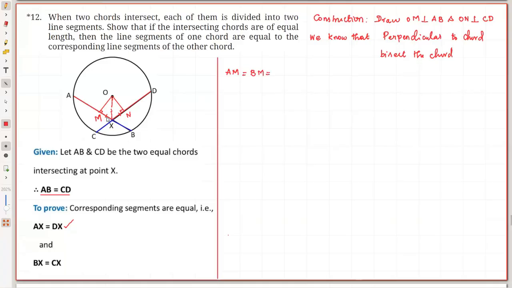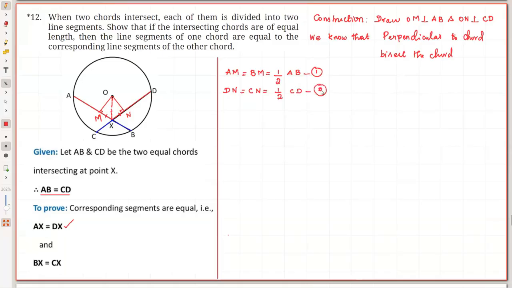In the same way, AM is half of AB. AM is equal to half of AB. This is the first equation. Now, in the same way, ON is dividing the chord into two equal parts. From this I can say DN is equal to CN. So DN is half of CD. This is my second equation.